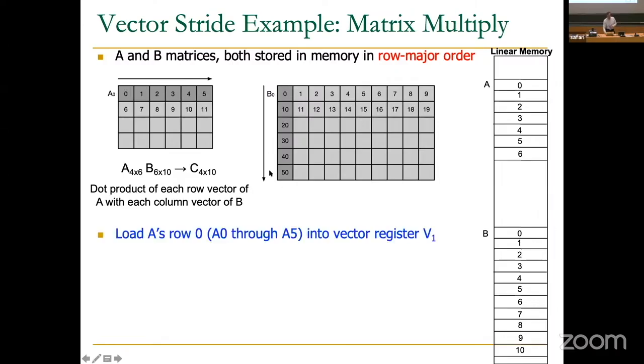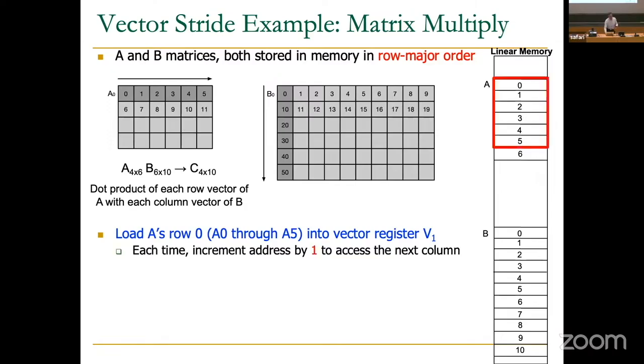So let's take a look. To be able to do that, you need to load A's row 0 into vector register V1, or whatever vector register, meaning this A0 through A5, offset 0 through offset 5. And these are consecutive in memory. Each time you increment the address by 1 to access the next column, or next element in the row.